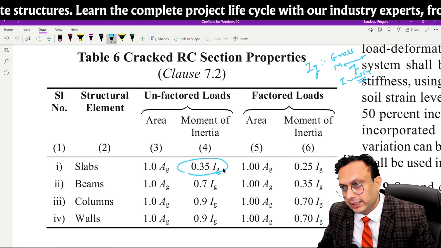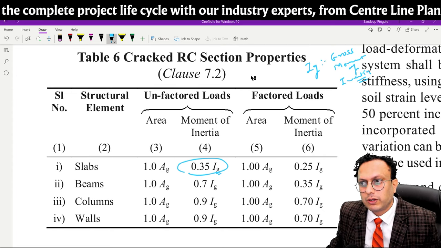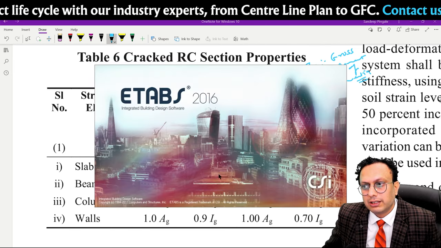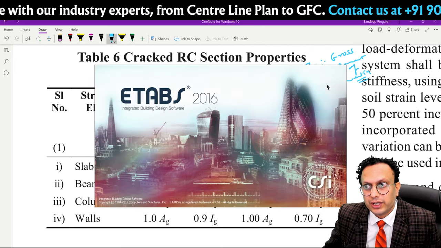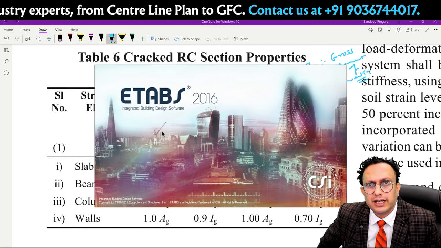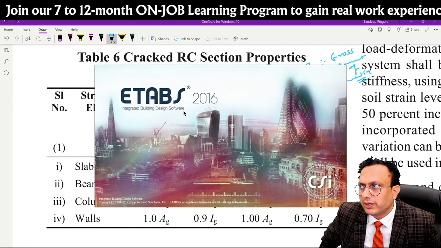If you take it in ETABS, you will see the values, which are just 1 in all the cases. We are going to do that with 35%, meaning 0.35 will be applied. What does that mean? How do you deal with that in the software? Let's see that also, so that you will get to know certain things.